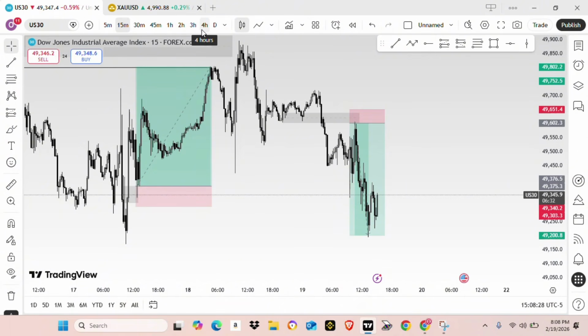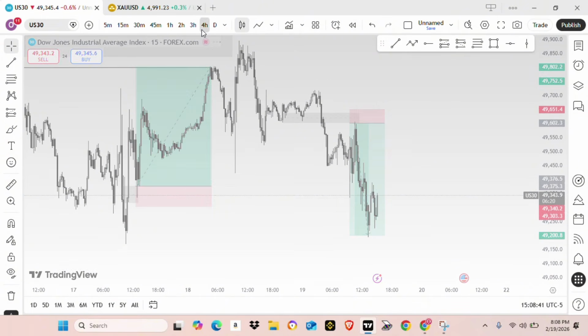So going down to the 4 hours time frame. Let's go to the 4 hours time frame and explain the breakdown of what really happened on this trade.